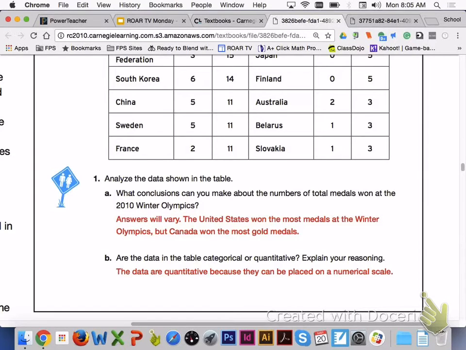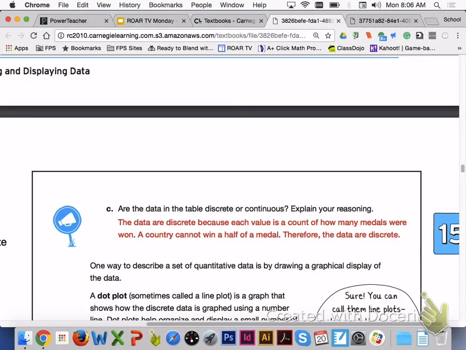For letter B, the data are quantitative because they can be placed on a numerical scale. And for letter C, the data are discrete because each value is a count of how many medals were won. A country cannot win a half of a medal.